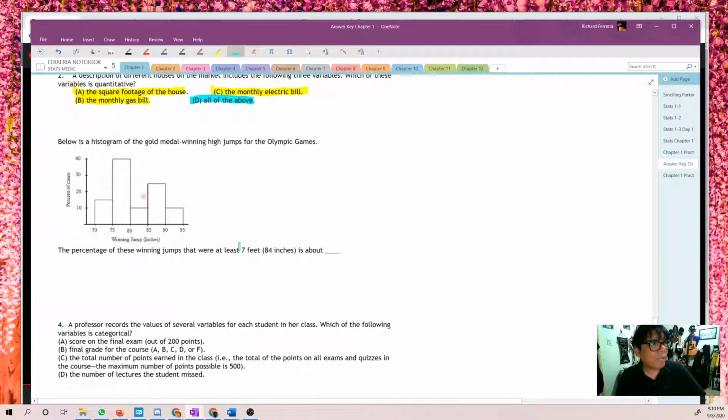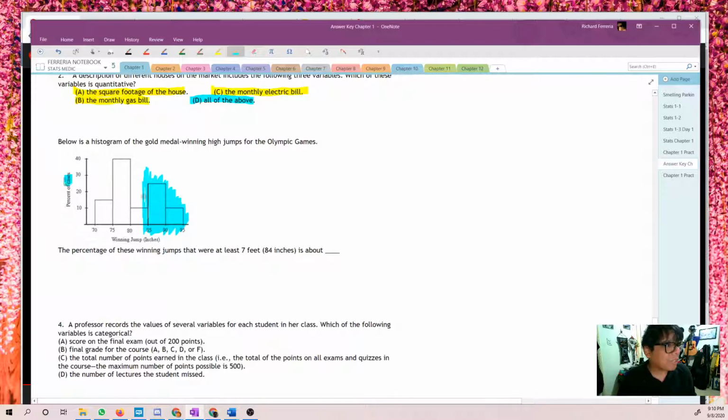Okay, below we have the histogram for the gold medal winning high jumps for the Olympic Games. What percentage of jumps were at least 7 feet, which would be 84 inches? Well, greater than that. Well, I can't really see 84 here. I just know 84 is somewhere around here, really. And so greater than 84 would really encompass this area right over here in blue.